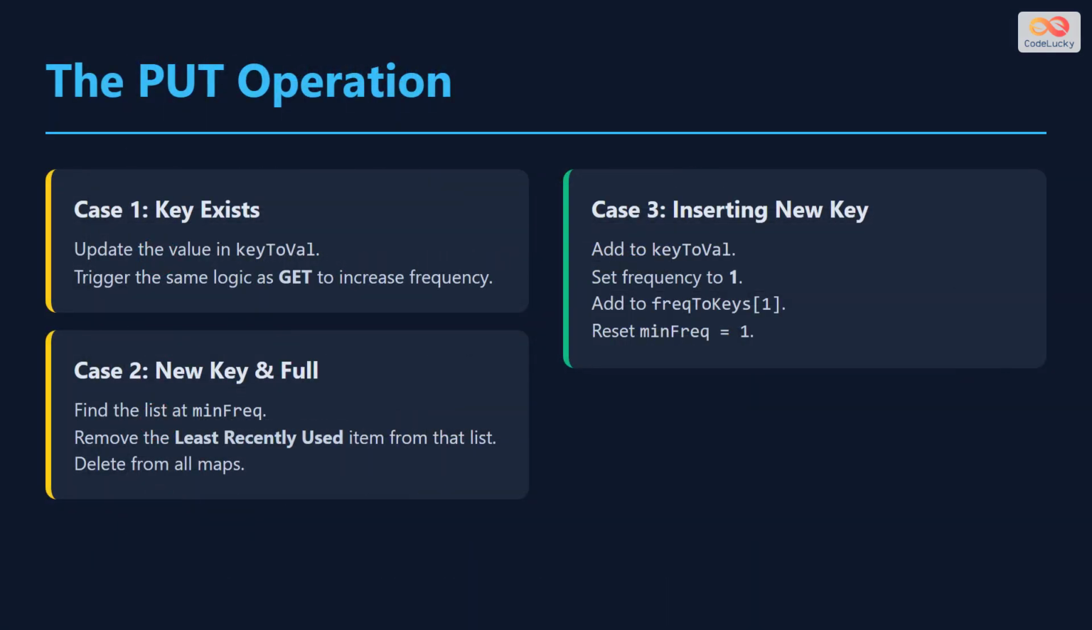The PUT operation is slightly more complex. If the key exists, we update the value and increase the frequency. If it is a new key and the cache is full, we must evict. We look at the list with the minimum frequency and remove an item. Then, we insert the new key with a starting frequency of 1.